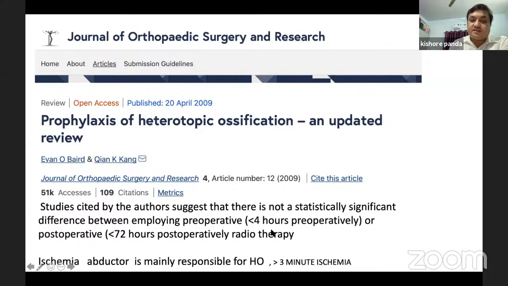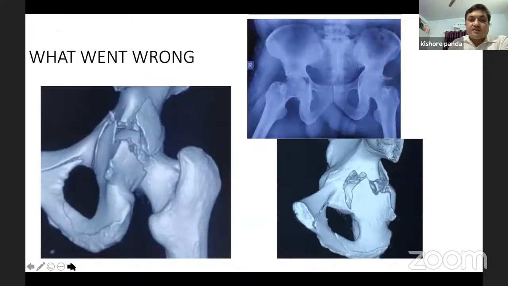Whenever you plan for radiation, it is better to give it within 4 days of the surgery. Once HO is established, it completes within 3 weeks. After 3 weeks, HO is very rarely seen. These are some examples, my failure cases.